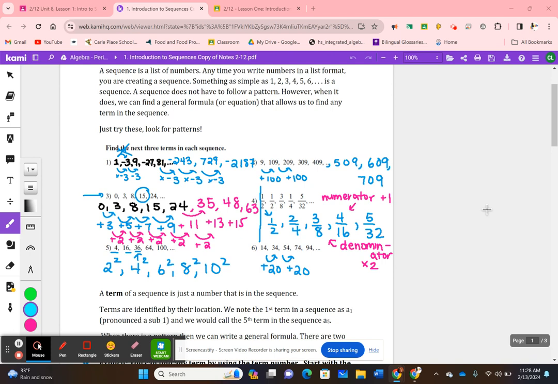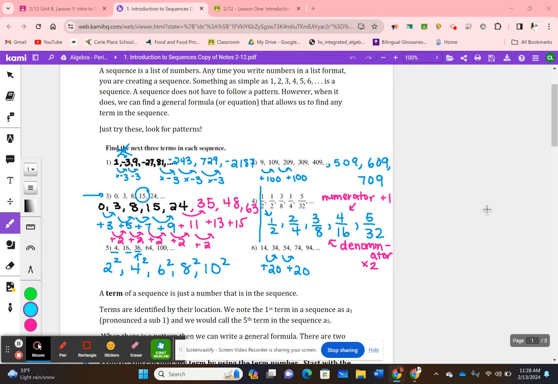So the first examples, 1 through 6, were just to warm you up and to see if you could figure it out. Really, we're going to do the more basic ones, but these were just to get you thinking. For number 1, the pattern was multiplying by -3, so to find the next 3 terms, you would just multiply by -3. Number 2, the pattern was increasing by 100, so to find the next term, you would add 100 each time.